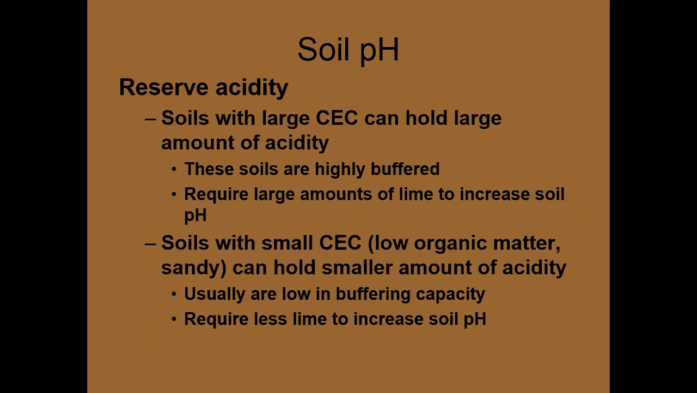Soils with a large CEC, or cation exchange capacity, can hold large amounts of soil acidity, and these soils are often highly buffered, which means that it takes a large amount of lime to increase the soil pH. Soils with a low CEC are lower in their buffering capacity, and so it takes less lime to alter the soil pH.